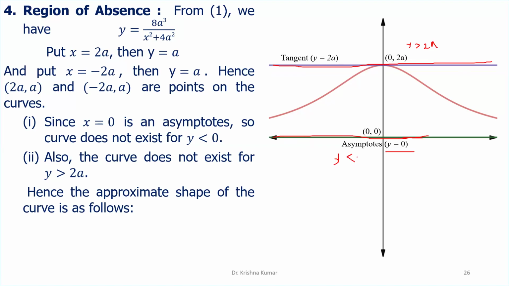And again, which axis is the curve symmetric about? It is symmetric about the y-axis. So whatever shape we are getting on the left hand side of the y-axis, we are getting the same type of curve on the right hand side. So this is the approximate shape of the given curve. Thank you.